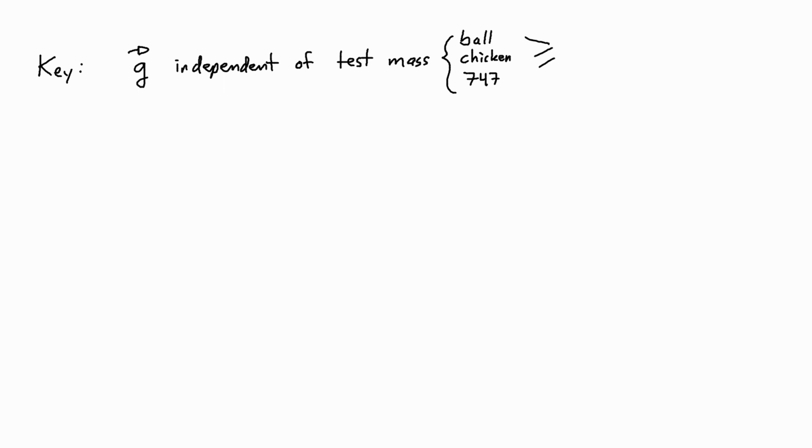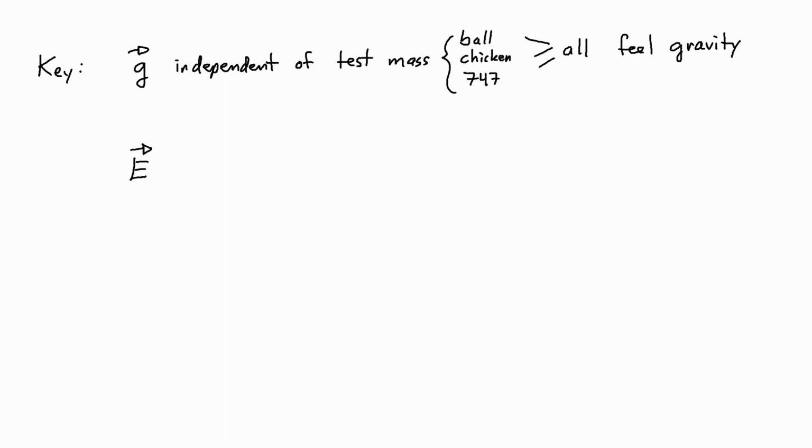One of the key things with the gravitational field was that it was independent of the test mass. So it doesn't matter whether you're dropping or throwing a ball or a chicken or a 747. With the 747 you're really tempted to not ignore air friction, but in projectile motion we're ignoring air friction. All of these objects feel gravity. They feel different forces because of the different masses, but they're in the same gravitational field. So g is independent of the test mass.